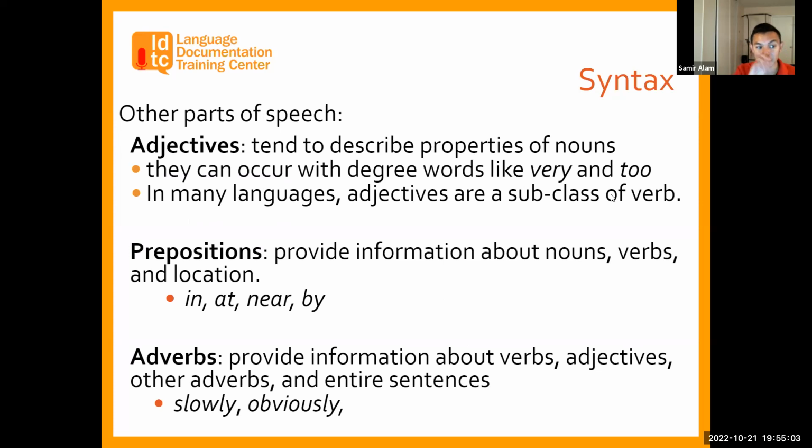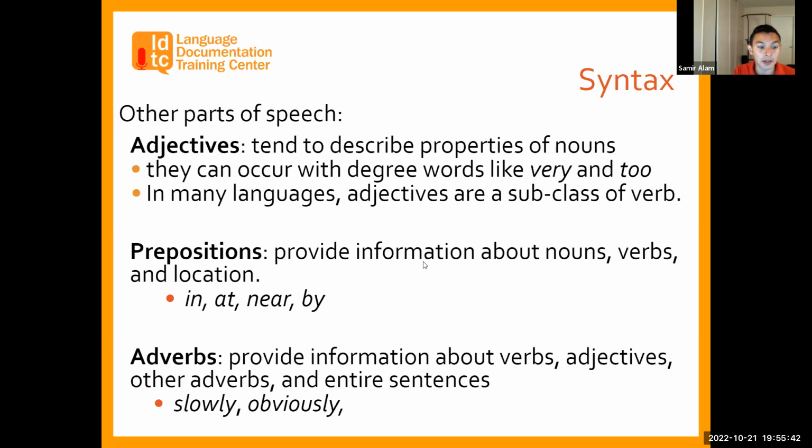Other parts of speech that we can think about are adjectives. Those are usually used to describe nouns, like the red dog, the big car. Red and big are describing the different nouns. In some languages, however, adjectives are just a type of verb. So in some languages, to say the red dog, you would say the dog that's redding, or the dog that is red, and is red is on its own a type of verb. So not all languages are going to have adjectives as a distinct category.